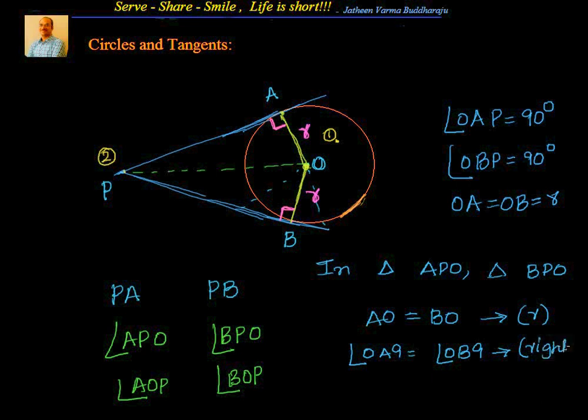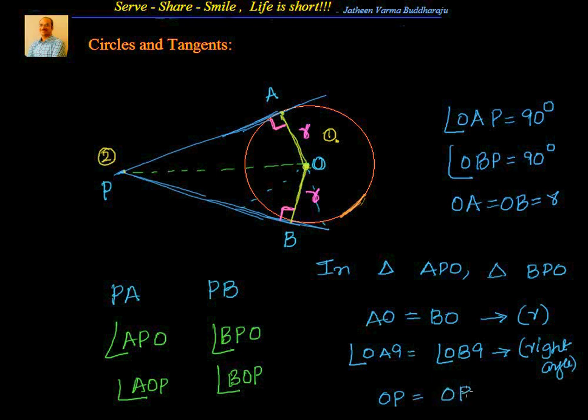How do we know that? We know that from the center to the tangent, the shortest distance is the perpendicular distance, so that is always a 90 degree angle. So the right angle, the point of contact makes with the tangent and the line from the center to the point of contact always makes a 90 degree angle. We also know OP equals OP.